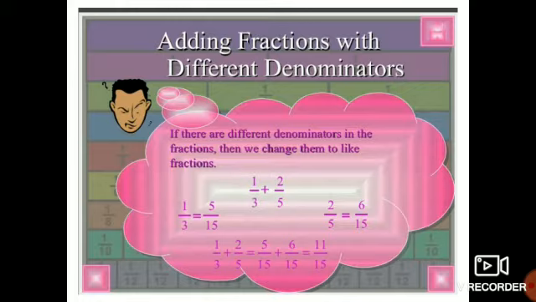So now you can see that both the denominators are same, so we can add them. So 5 by 15 plus 6 by 15 is equals to 11 by 15 is the result. I hope this is clear to you.